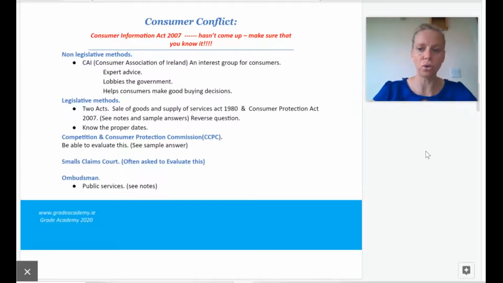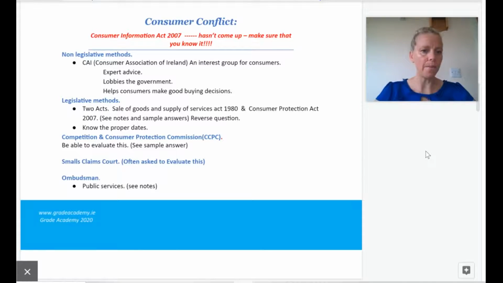Okay, so make sure that you just learn your keywords, and once you've learned your keywords, then put it into a sentence. Okay, the next thing that we have here is the small claims court. Okay, you're often asked to evaluate this. Okay, it's a quick and cheap method. All right, that will be one of the subheadings that you could use there on that. Evaluate the small claims court would possibly just come up as a 10, maybe a 15-mark question. It won't feature as a 20-mark question.